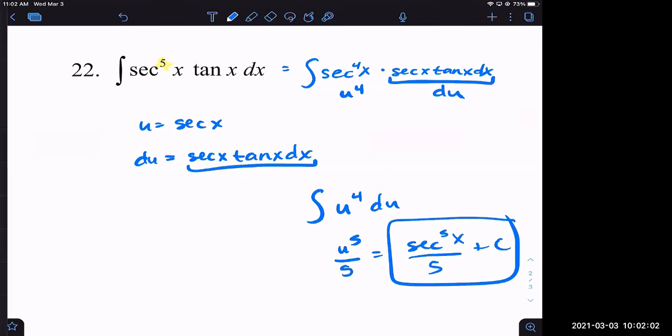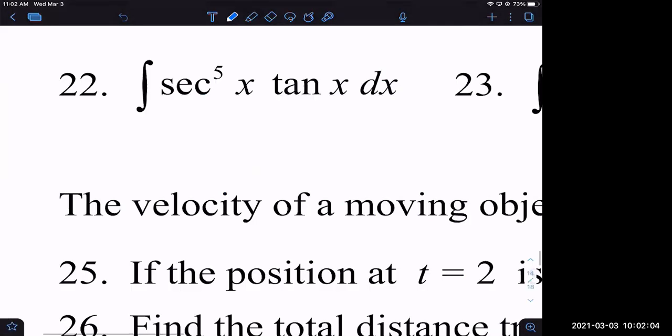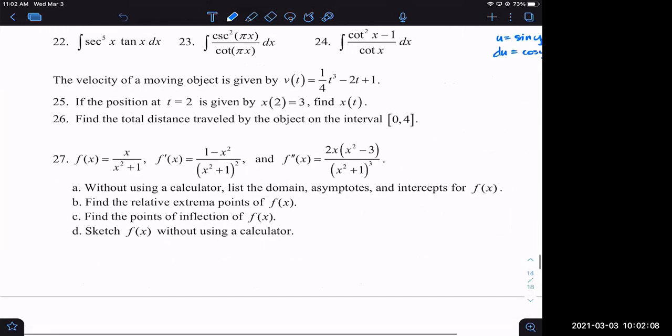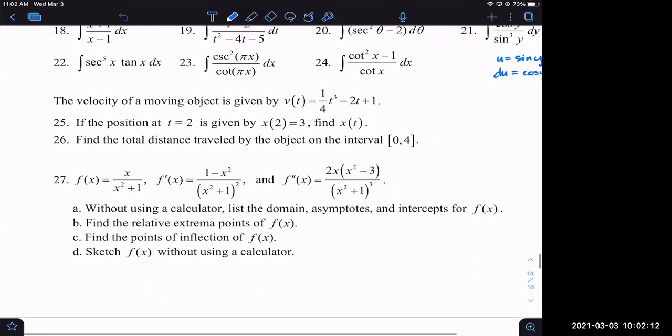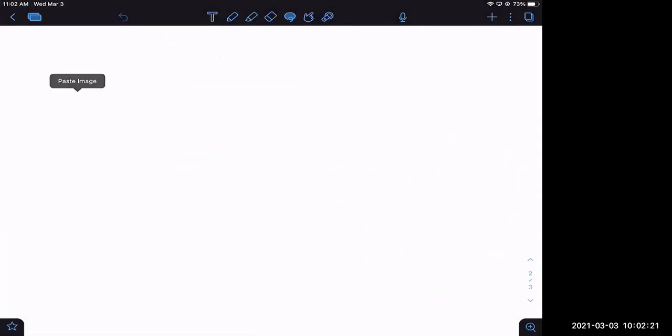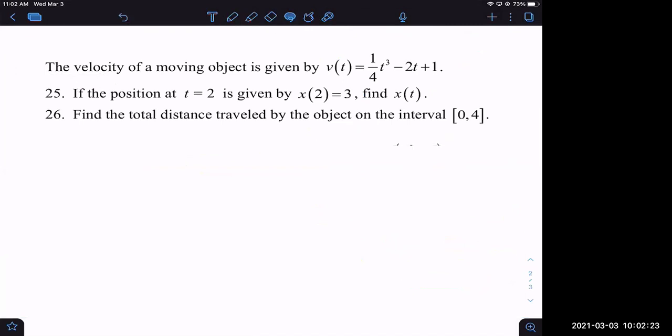Okay, and then the last one I think is 27. Total distance traveled. Okay, so to find the total distance traveled, we have a formula. It's just a lot easier if we had a calculator. That's why I want us to try to do this one without a calculator.